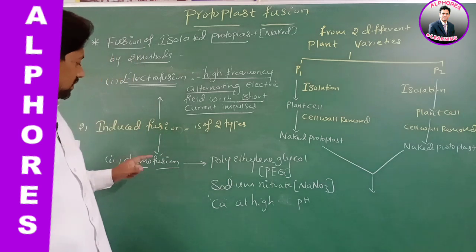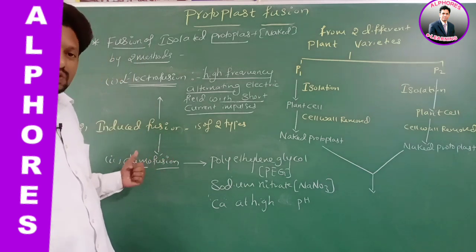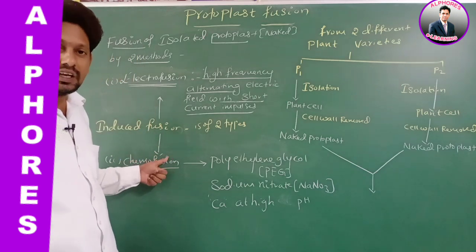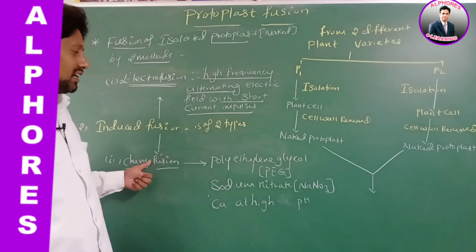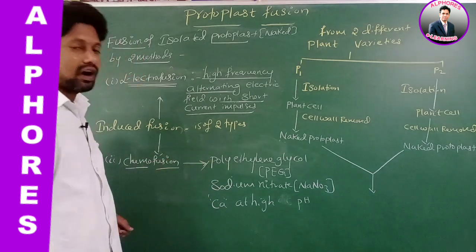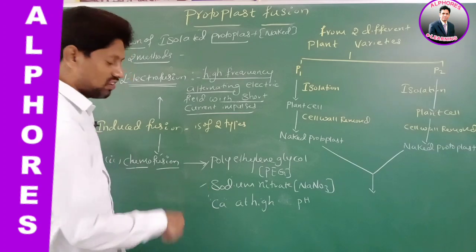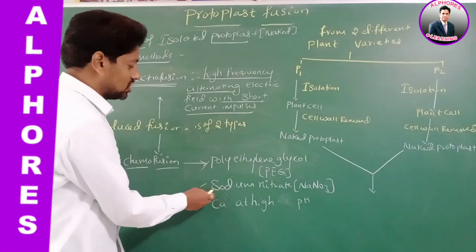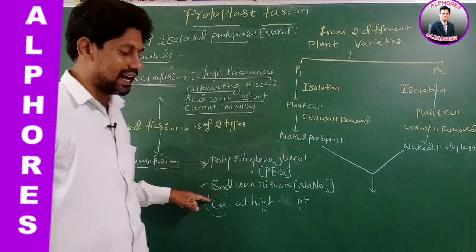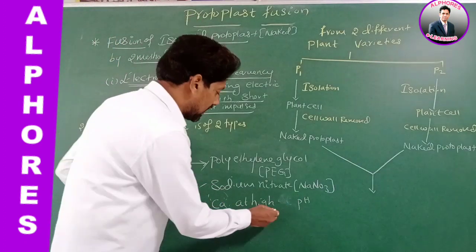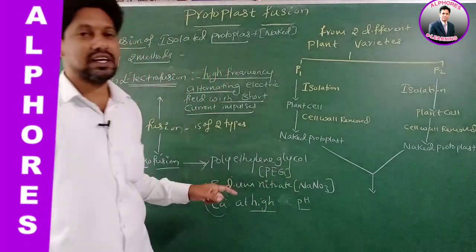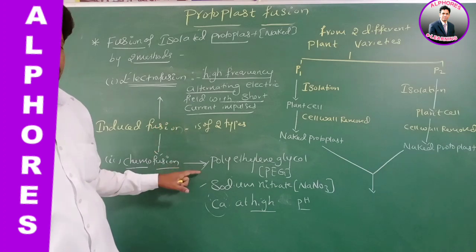Therefore, listen here. In chemofusion, by using chemicals, we are fusing the naked protoplasts. What are the chemicals? Polyethylene glycol, sodium nitrate, and the third one is calcium. But when we are using calcium, the pH should be high. Is this statement clear?